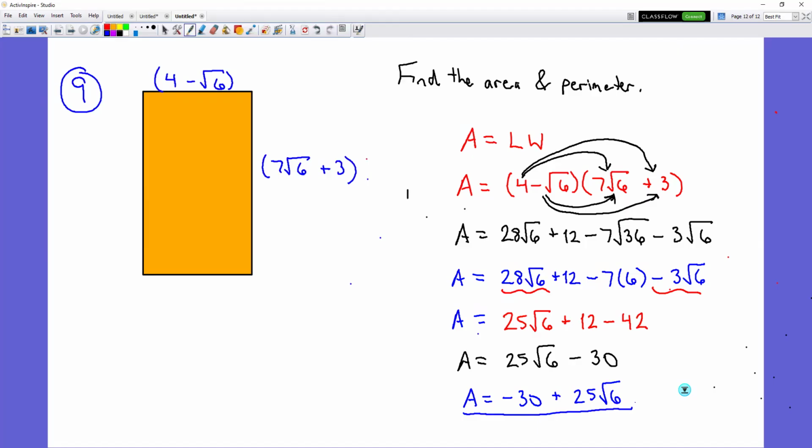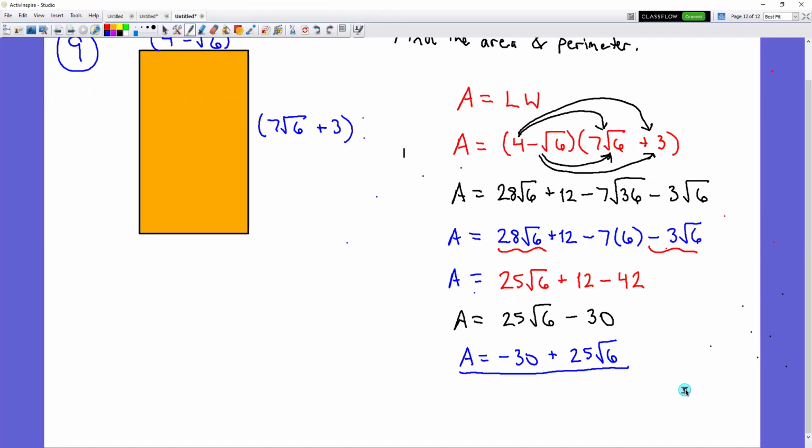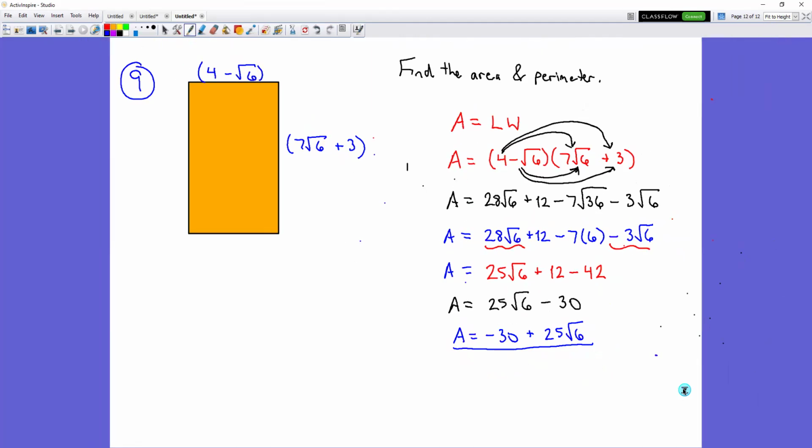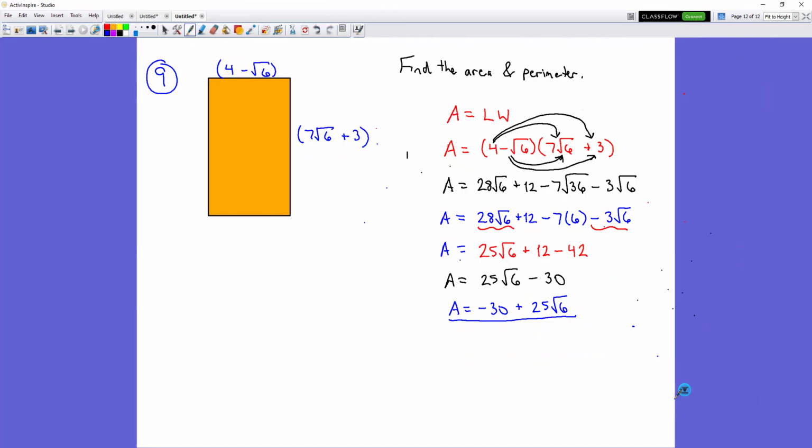So now we're going to find the perimeter. So remember the perimeter, and let's see if I can get this shrunk a little bit. See if I can change my settings here. Okay. Let's see, is that going to work? Yeah, that'll work. Okay, so we found the area. So now the next thing we'll do is we'll find the perimeter.